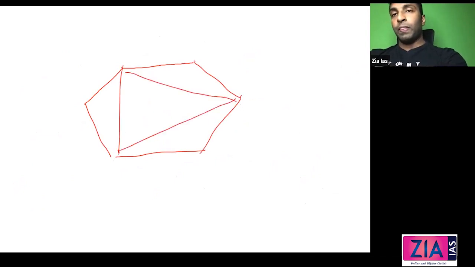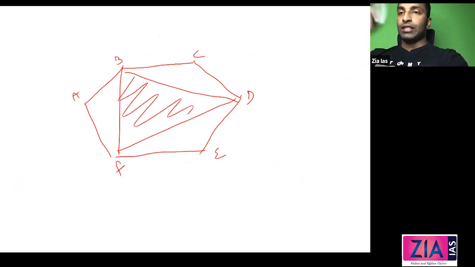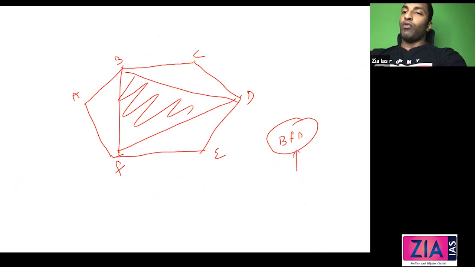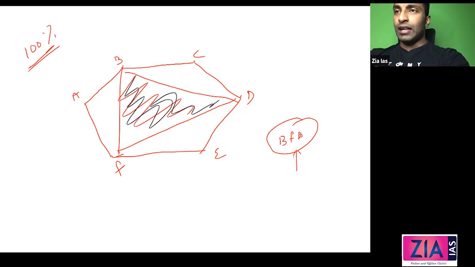There's A, B, C, D, E, F. Okay, this is a shaded region and this is a hexagon, and in that a triangle. So can you guys tell me BFD in terms of percentage? What you need to do is imagine this is 100% in total, or in terms of fraction, whatever you want, and tell me the area of the shaded region, this one. Just take 2 minutes, I'll just come now, okay?